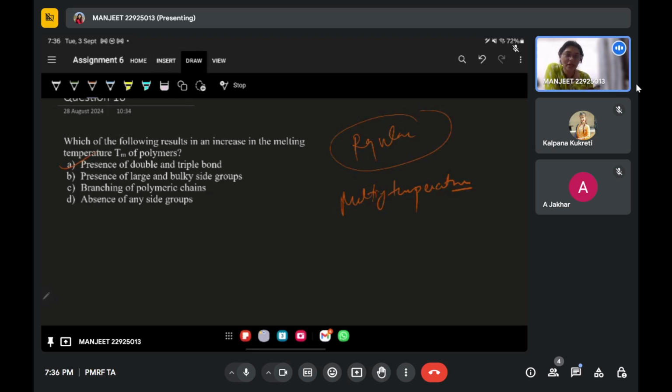Yes, if the side groups are large and bulky, that will also lead to an increase in the melting temperature, because it will take more time, or there will be more resistance to the temperature. So that's why they will increase the melting temperature of that polymer. So the presence of large and bulky side groups also leads to an increase in the melting temperature.